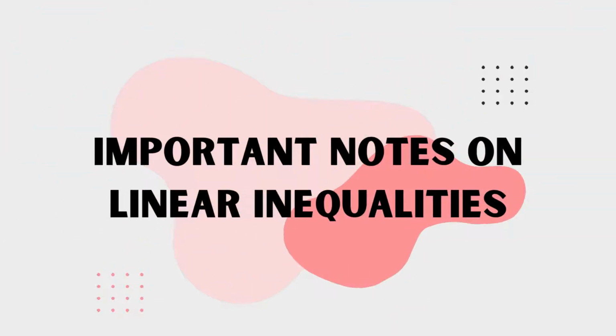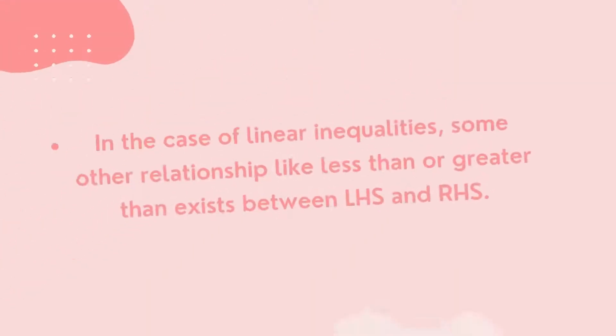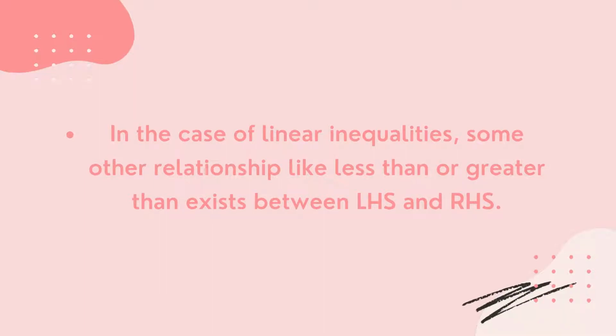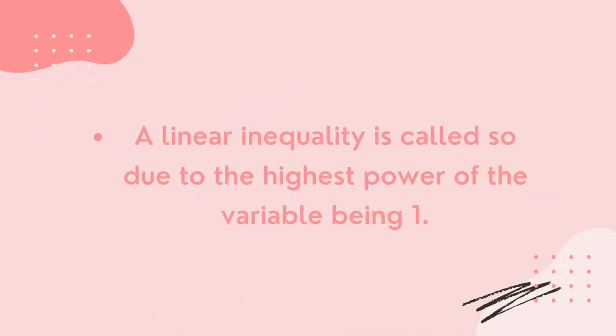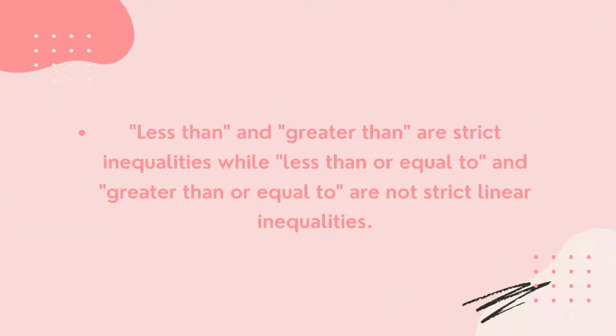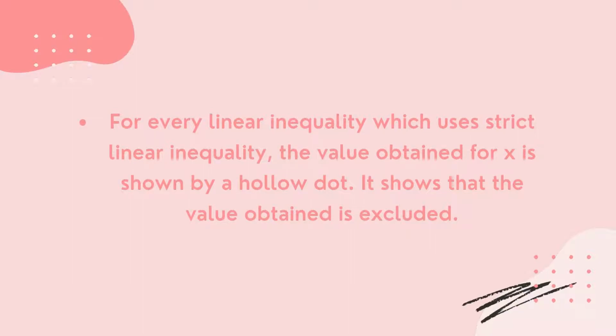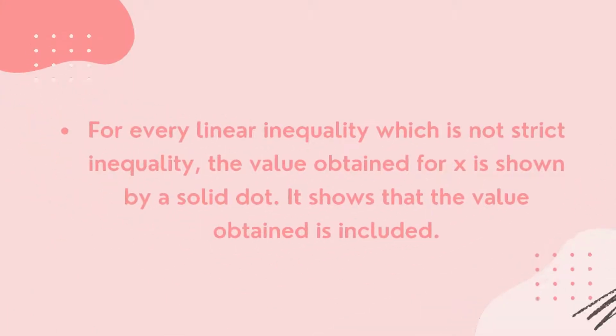Important note on linear inequalities. Here is a list of a few points that should be remembered while studying linear inequalities. The first, in the case of linear inequalities, some relationship like less than or greater than exists between the left hand side and right hand side. The second, a linear inequality is called so due to the highest power of the variable being 1. Then, less than and greater than are strict inequalities, while less than or equal to and greater than or equal to are not strict linear inequalities. Next, for every linear inequality which uses a strict inequality, the value obtained for x is shown by a hollow dot. It shows that the value obtained is not included. Likewise, for every linear inequality which is not a strict inequality, the value obtained for x is shown by a solid dot. It shows that the value obtained is included.